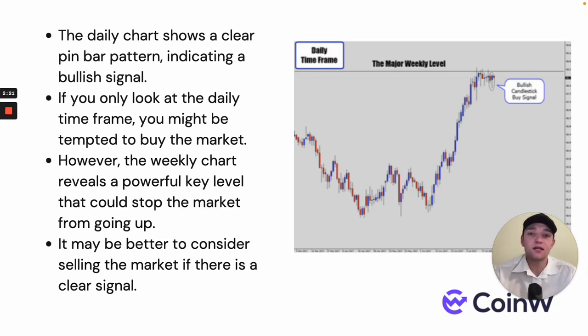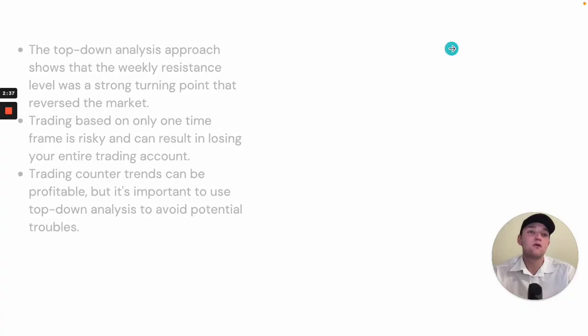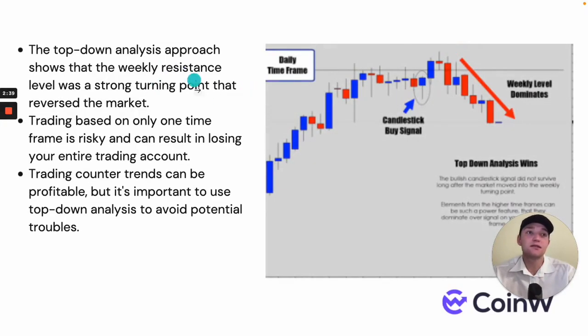So on the weekly chart, you know that is a major weekly level, like it says over here. And the daily chart is showing you that there's a pin bar, which is a bullish signal. But this could be invalid, so you're obviously waiting for a potential sell signal. So let's just go over here. So this is the same price, right?